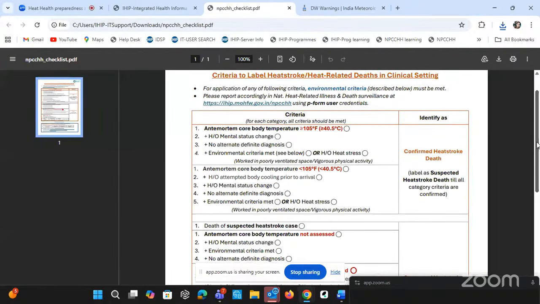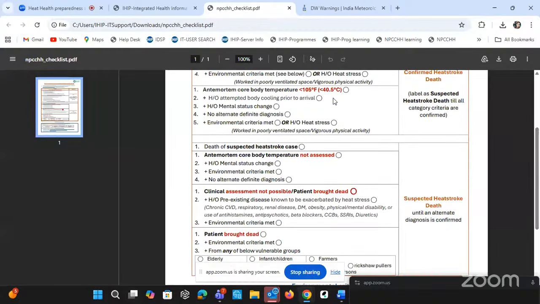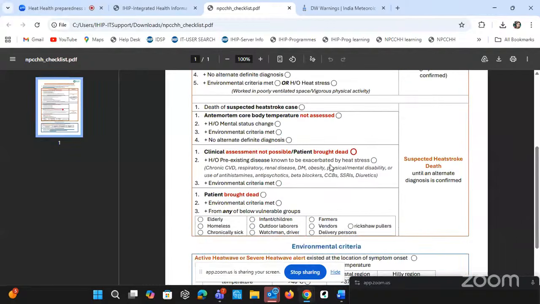So if the person has arrived before death and you were able to take temperature, it has to be above 40.5. There has to be mental status change, that is seizures or delirium. No alternate diagnosis, and environmental criteria have to be met. If the person is coming with a temperature less than 40.5, but history of cooling is there before the patient came. So these are the criteria that has to be checked, and it has to be tick marked, and the form has to be uploaded.